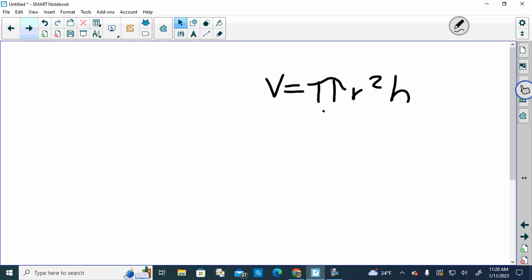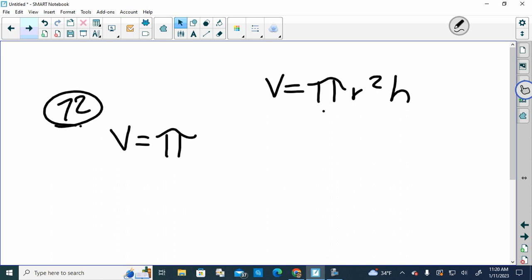So did they give me radius? Yes. Yes, what is it? 3. Okay, so I'm just going to write this. So this is number 72. Okay, so we're solving for volume. I'm leaving pi. I'm not plugging anything in. And in the drawing, they have the radius because that's halfway, right? So that's 3 to the second power. And then did they give me height? 11. Okay, those numbers were in the drawing first.